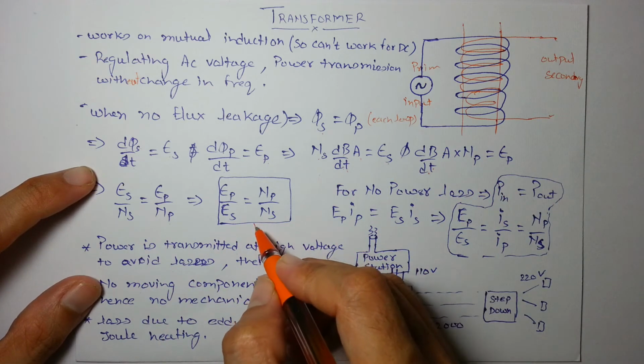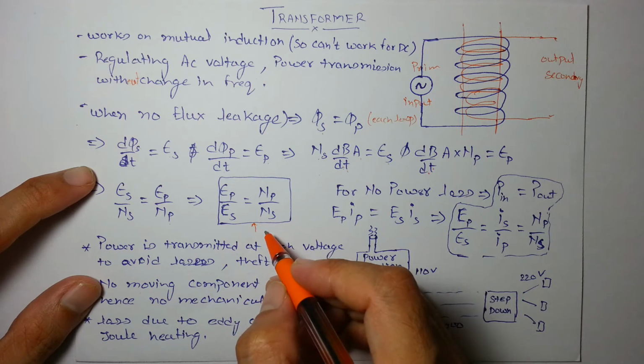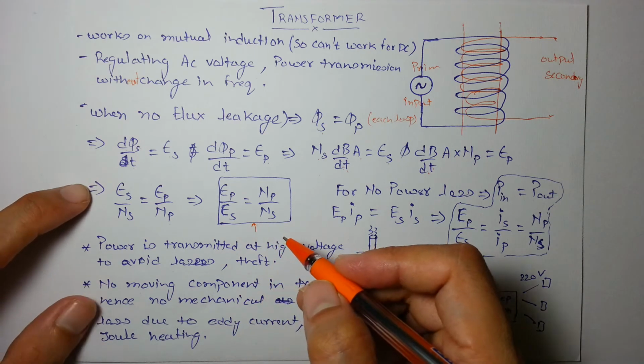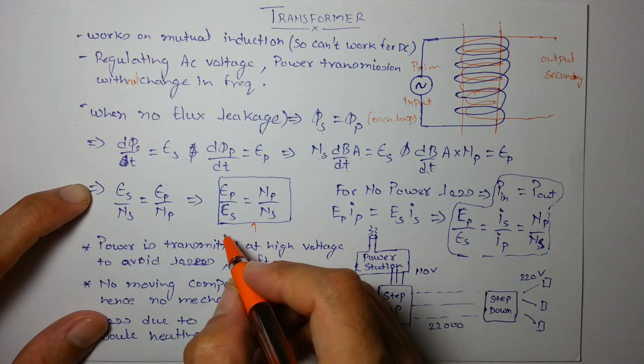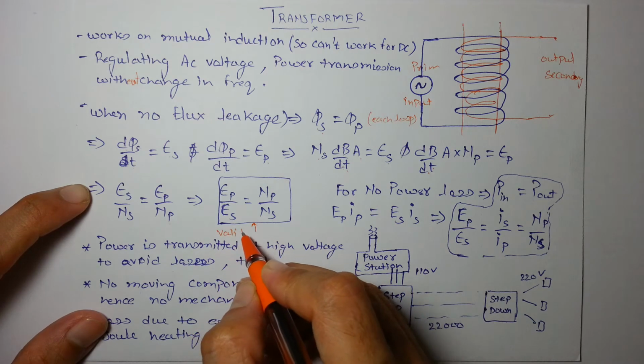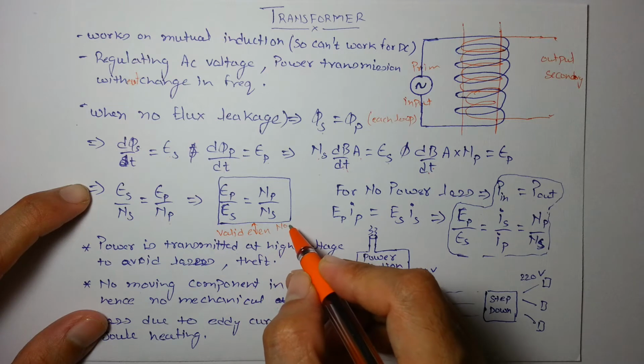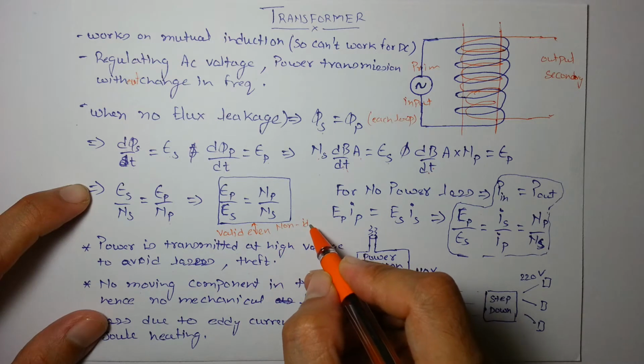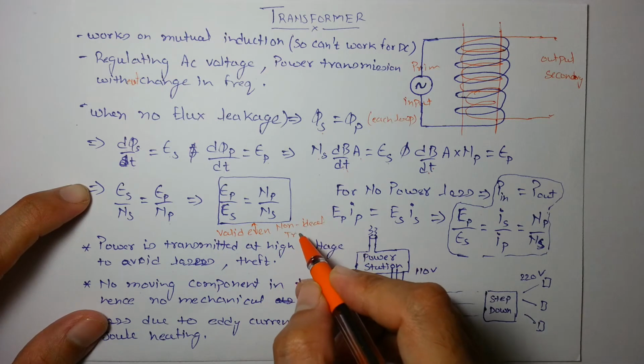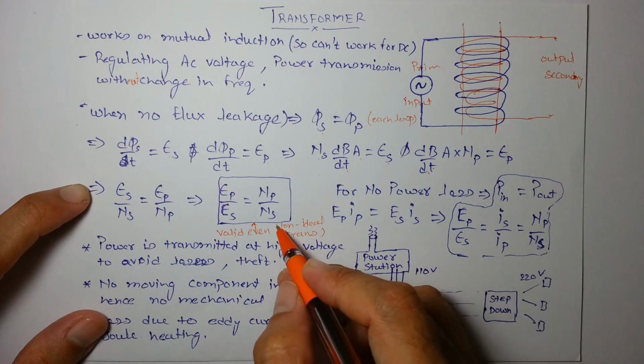This is the basic equation of transformer, which is valid even if there are some power losses. So this equation is valid even for a non-ideal transformer.